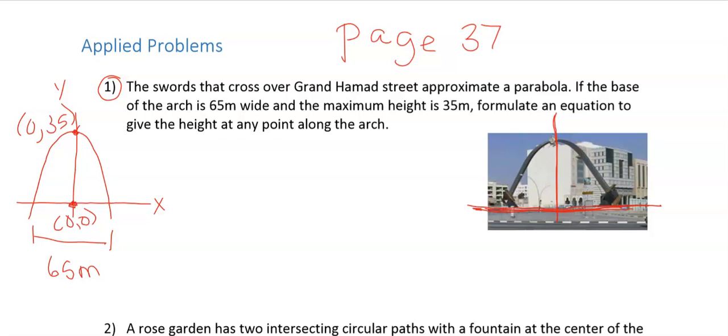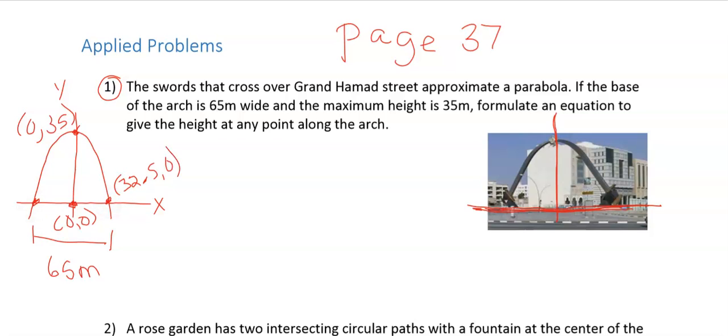But I think we're going to need another point somewhere on that parabola, and it has to do with the width on the bottom. If we know that 0, 0 is right in the middle of the base, and that the base is 65 meters wide, we can divide that by 2 and get our two x-intercepts, the two coordinates where that parabola hits the x-axis. What you would get is 32.5 and 0. That's one of them.